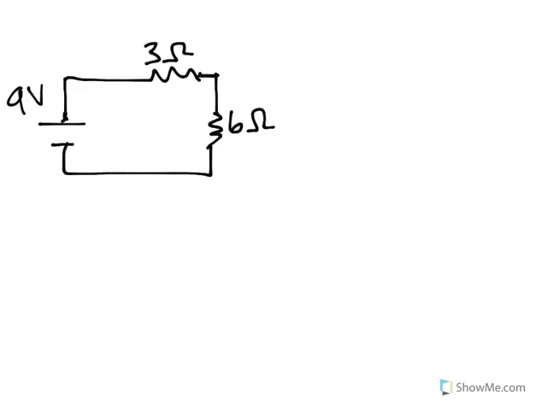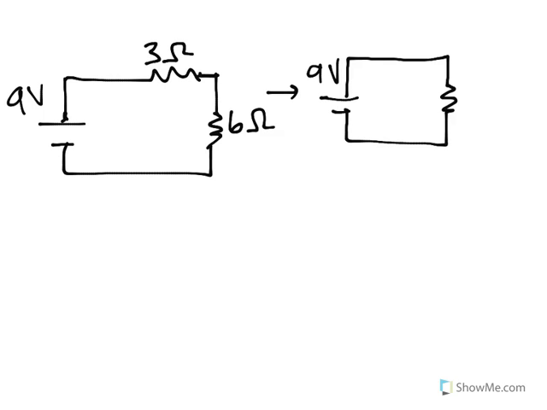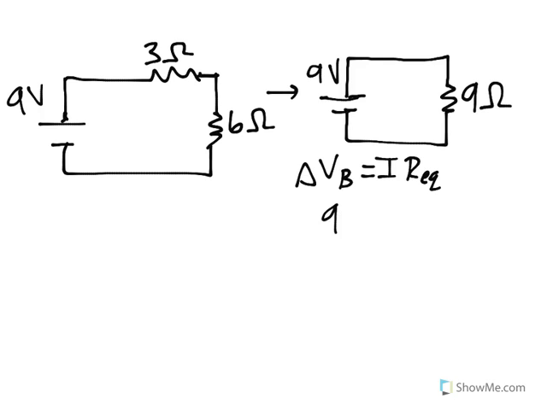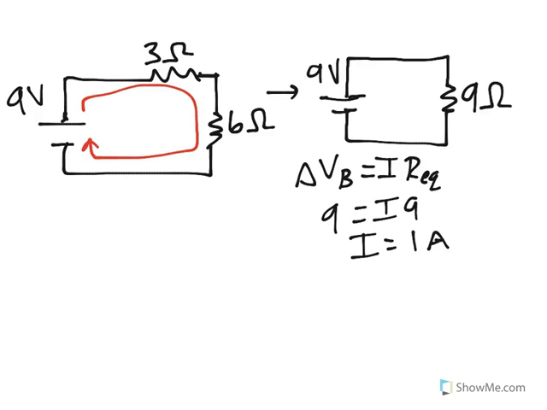So let's do a quick example, a very easy one. I have a 9-volt battery and I have a 3 ohm resistor and a 6 ohm resistor in series. And so I can redraw this circuit by combining those two resistors. They're in series, so when I combine them, they just add straight up to get 9 ohms. So using Ohm's law, delta VB equals I times equivalent resistance. 9 equals I times 9, so I is simply 1 amp. So that means the current running through this whole circuit is 1 amp.